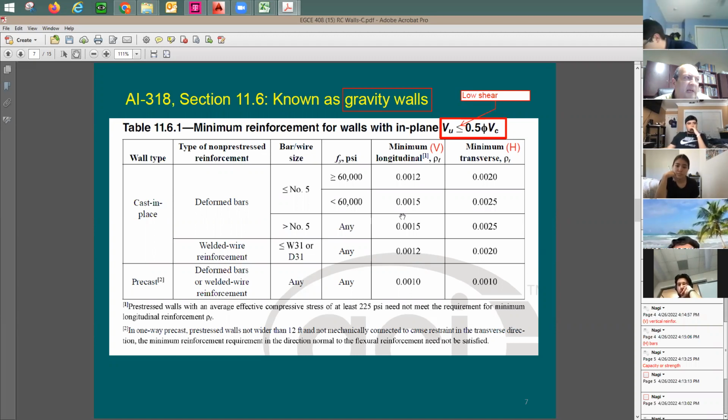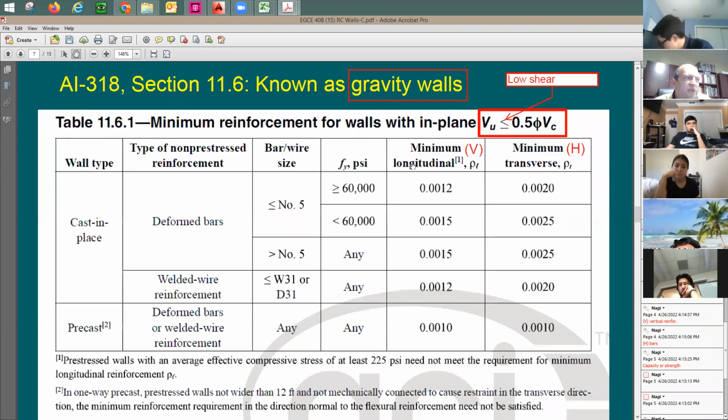Detail here, you want to figure it out. Okay, they give you here minimum longitudinal rho. I have written this V right next to it because I'm confused which one is which. Right? So longitudinal means vertical. So I'm going to say here vertical. Transverse, so I put this H, I put this V. It is not in the code. I just added it to my slide.